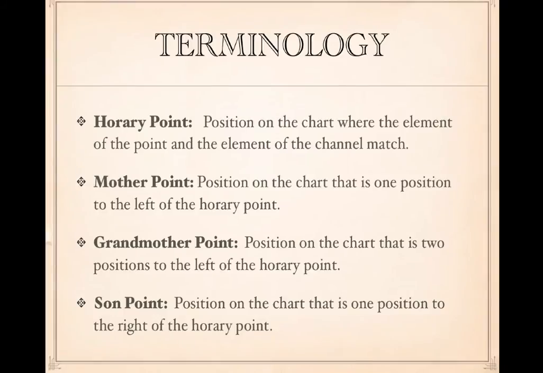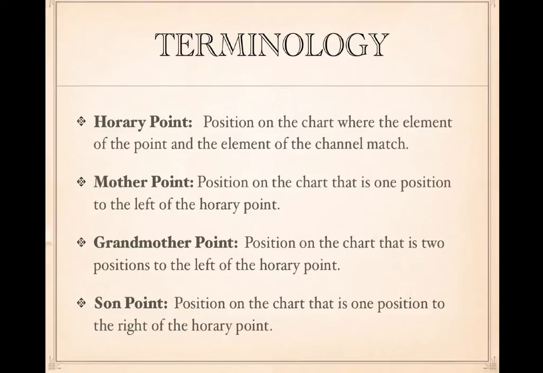All right, next we're going to go through the terminology. The Harari point is first. This is the position on the chart where the element of the point and the element of the channel match. Okay, so for example, the kidney channel: kidneys fall under the category of water, so it is a water channel, and so we're looking for the water point on the water channel. That is called the Harari point.